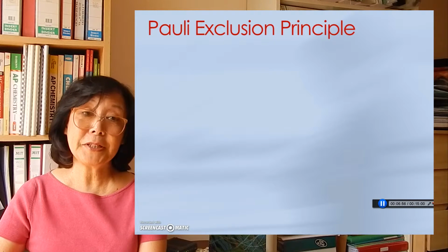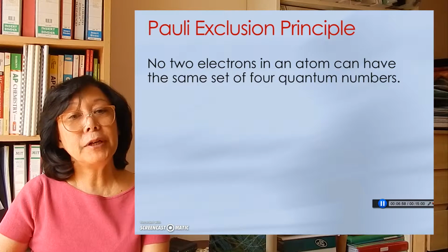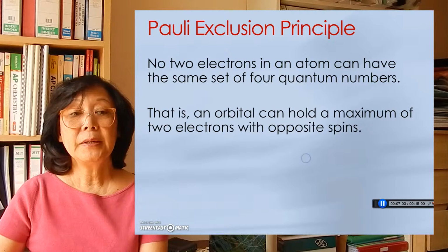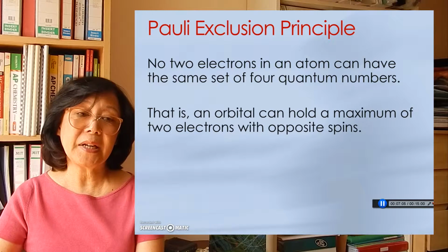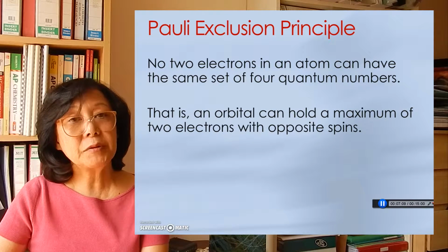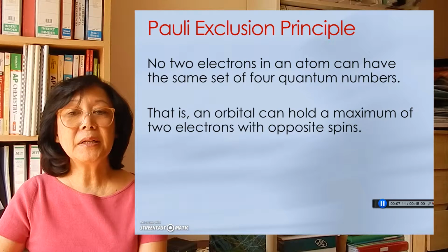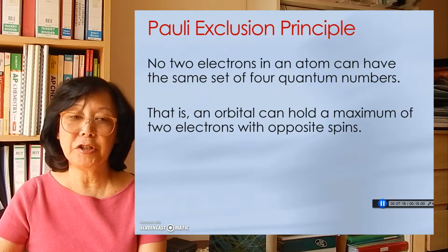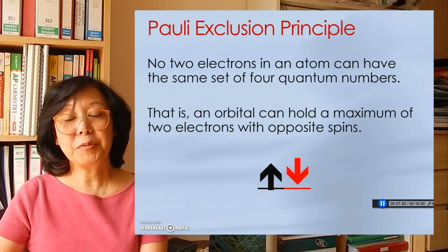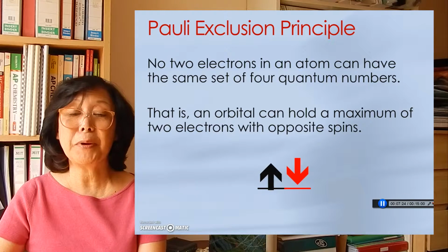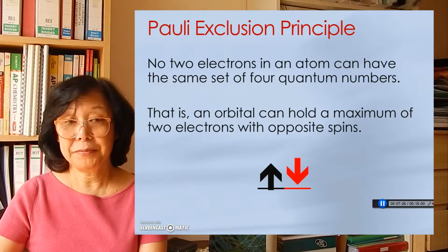Pauli exclusion principle: no 2 electrons in an atom can have the same set of 4 quantum numbers. Another way of saying it is that an orbital can hold a maximum of 2 electrons with opposite spin. In other words, every electron would have its own specific location, and there's no duplicate. So you can see, first we fill with the black arrow, which represents 1 electron, and then we pair it up with another electron.